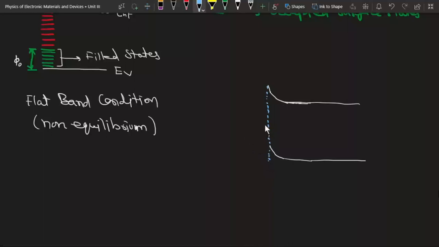So now the Fermi levels are aligned, up to this. All surface states are filled. And after this point, all surface states are empty. Again, this difference is phi naught.